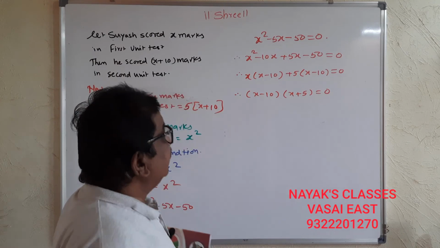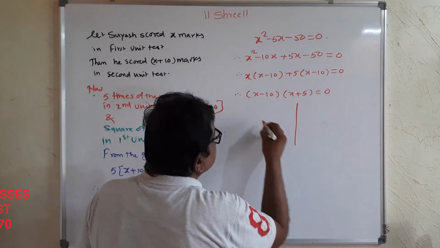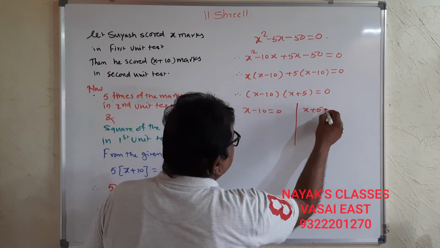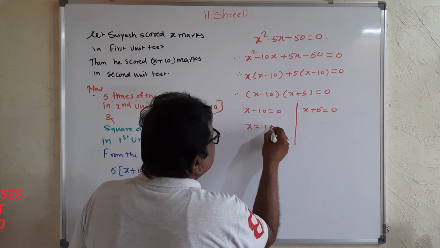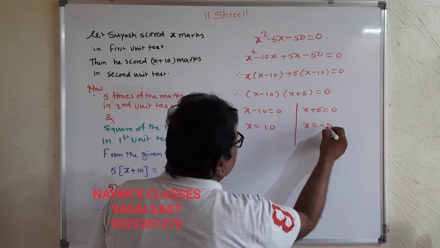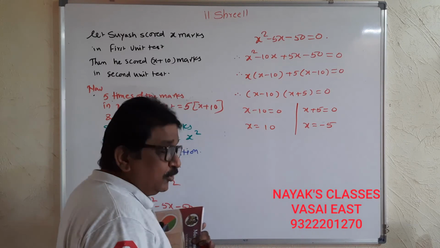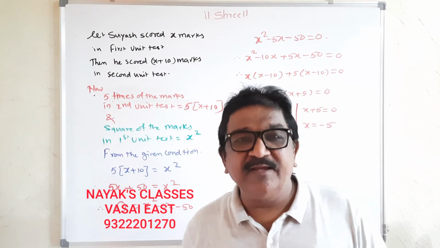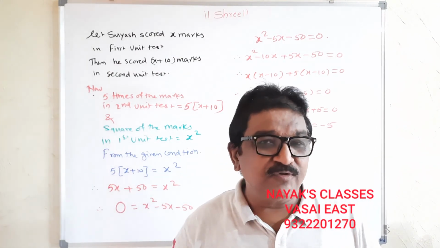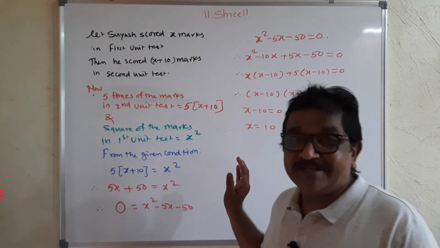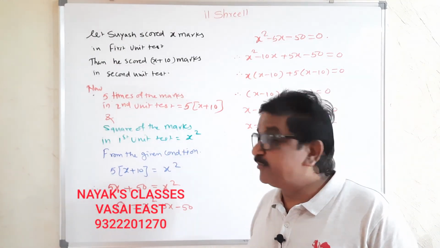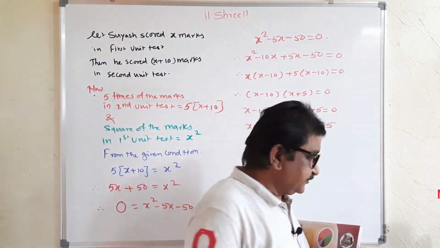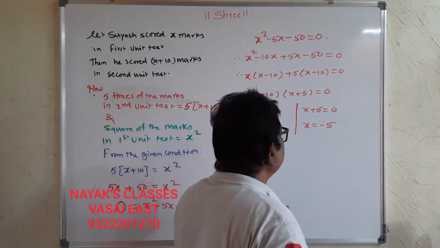Now, equating with 0, x minus 10 is equal to 0 or x plus 5 is equal to 0. Here we got x is equal to 10 and x is equal to minus 5. No one can score minus marks. Yes, at a higher level, in CPT and NEET, they can score negative marks. But in the school section, we never score negative marks. So, reject it, marks cannot be negative.